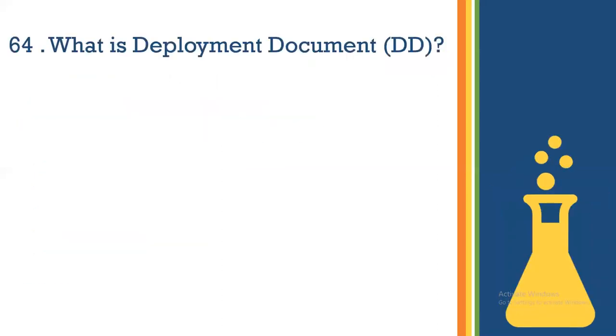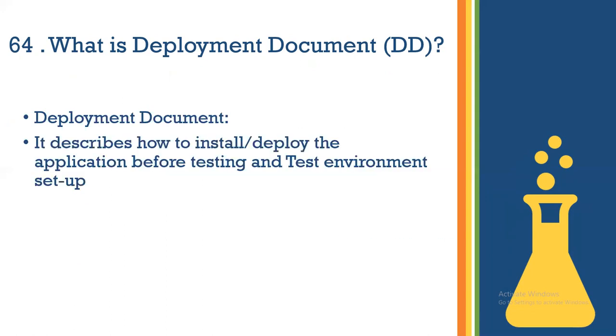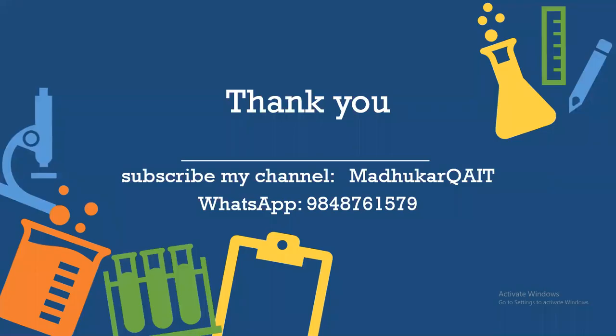What is a deployment document, DD? The deployment document is also given while giving the build to us. It describes how to install and deploy the application before testing, and what type of test environment setup is required. That information is given by the deployment document.